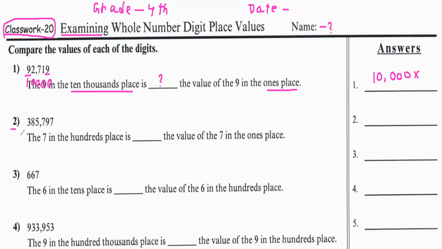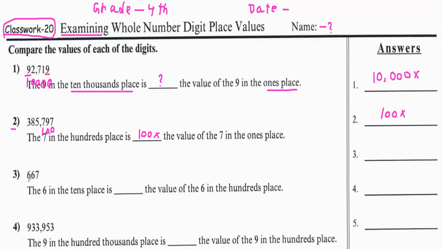Then number 2, the 7 in the 100 place. Put 1 under the 7 and fill all other places with 0. What is the value of the 7 in the ones place? So that means 1 and 2 zeros is 100. So 100 times, you can write 100 times. So the 7 in the 100 place is 100 times the value of the 7 in the ones place.